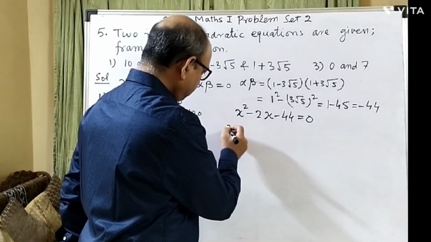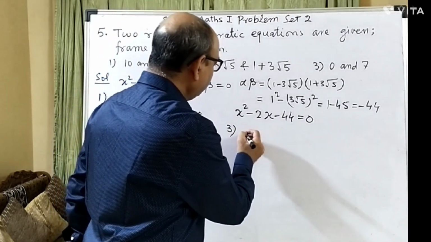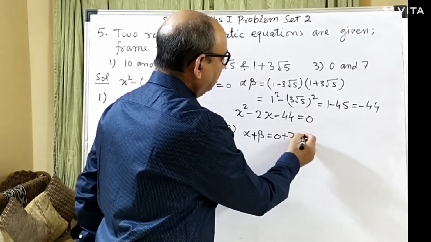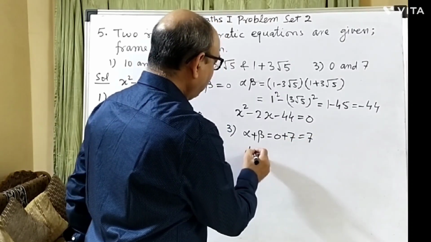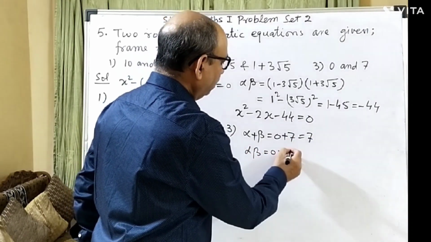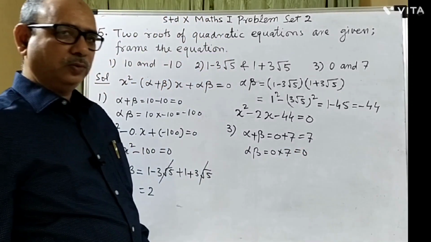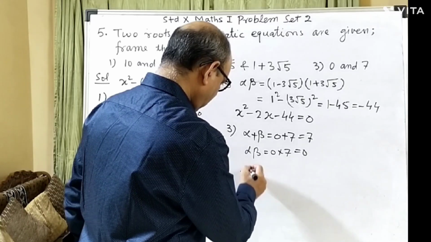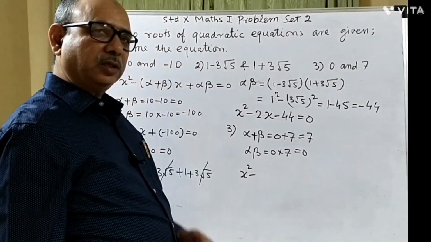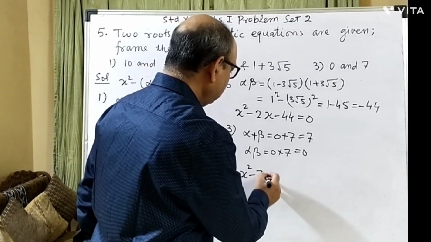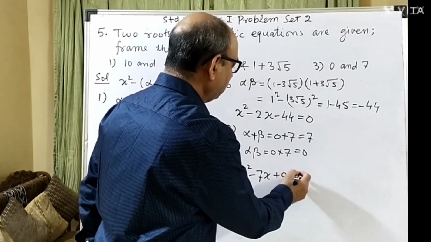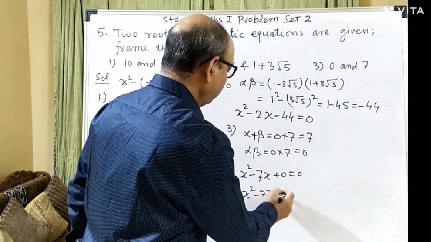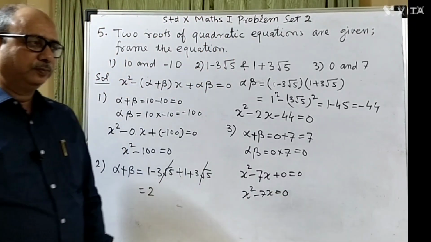Third one, alpha plus beta, alpha is 0, beta is 7, this is equal to 7. Product of the roots is equal to 0 into 7 is equal to 0. So the required quadratic equation is x square minus sum of the roots times x, 7x, plus product of the roots is equal to 0. That means x square minus 7x is equal to 0.